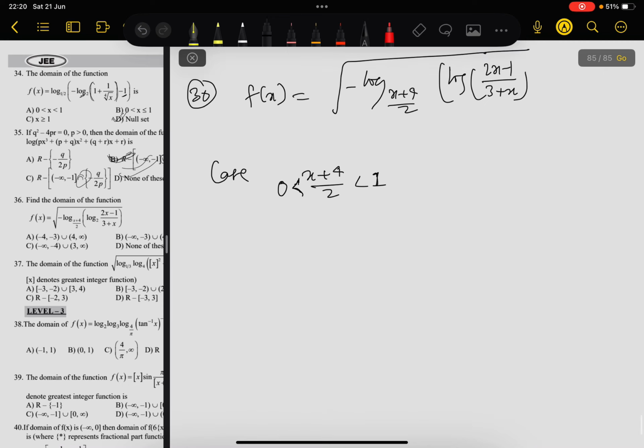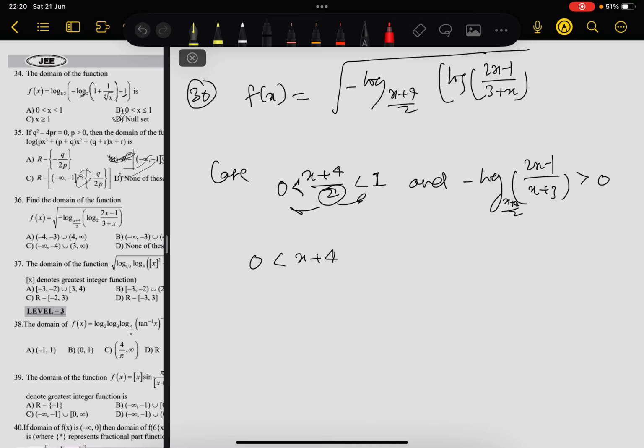So this is one of the case. So when this belongs to 0 to 1, and also this minus log 2x minus 1 divided by x plus 3, this should be greater than 0, and with base x plus 4 greater than 0, because it is written inside the root. Now let's solve both. This is a fixed number 2, you can send towards both sides. So 0 less than x plus 4 less than 2. So here x is greater than minus 4 and less than minus 2. So here x belongs to minus 4 to minus 2.